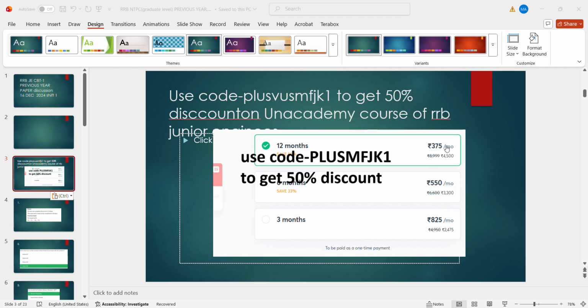The first paper we are starting is the 2024 RRB JE CBT-1, held on 16th of December, Shift-1.